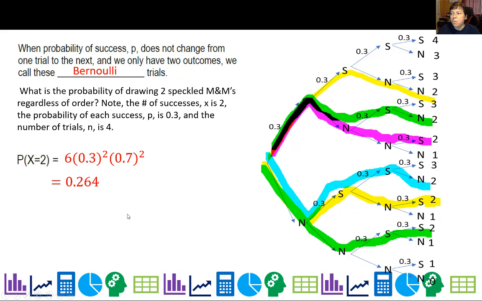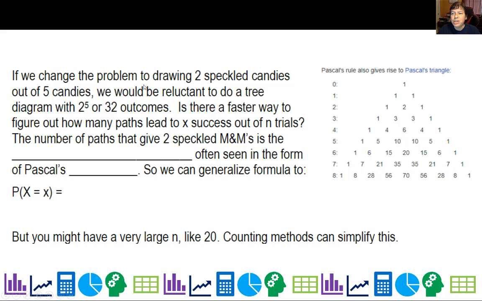Well, if we change the problem from drawing 2 speckled candies out of 4 to drawing 2 out of 5, then I would have 2 to the 5th branches.